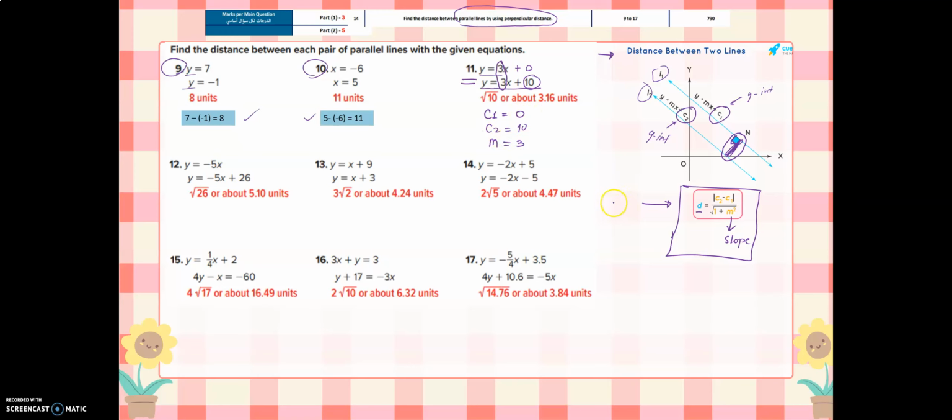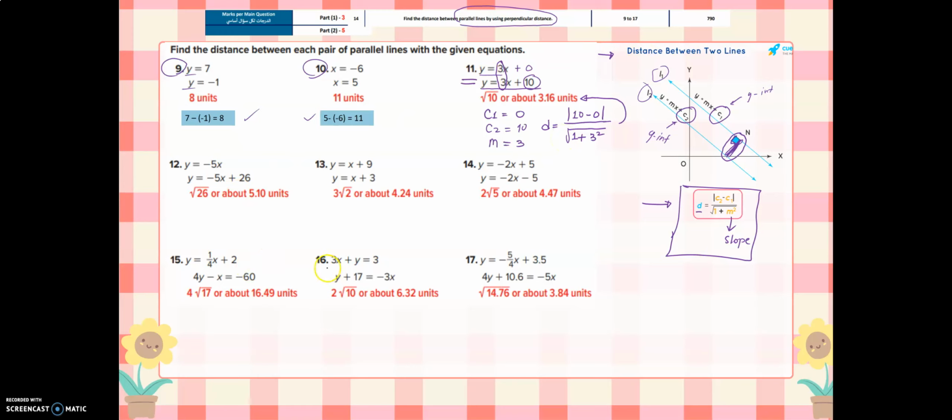Now, we are going to substitute the value. You can use your calculator to enter the value. So the distance will be the absolute value of C2, which is 10, minus the value of C1, which is 0. This is absolute value all over the square root of 1 plus your m, or the slope, which is 3 squared. Okay, so when you enter it to your calculator, you will get these values. So the answer will be 10 over the square root of 10, or about 3.16 units in decimal.